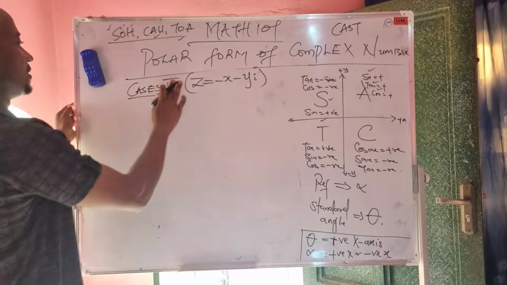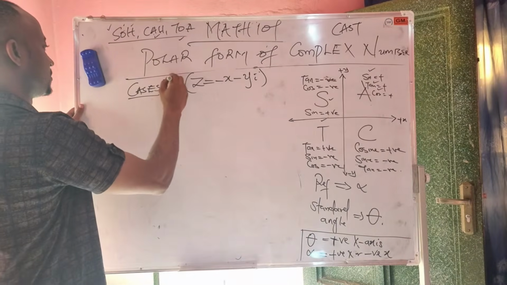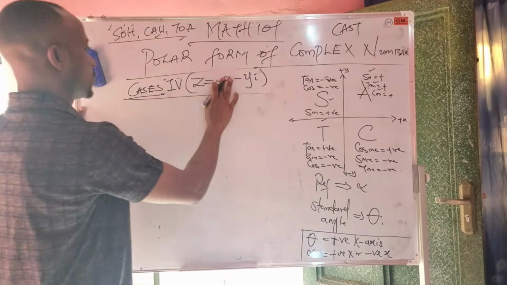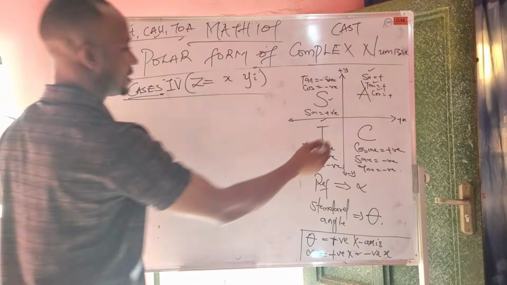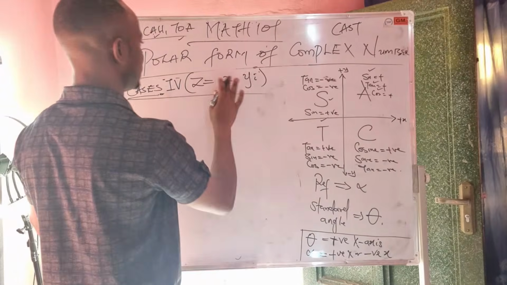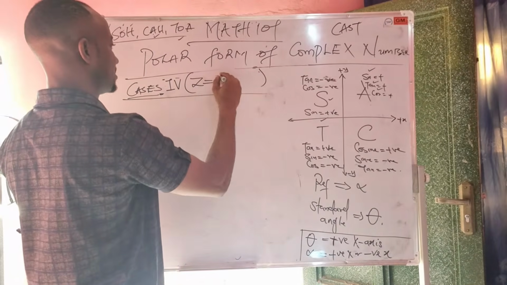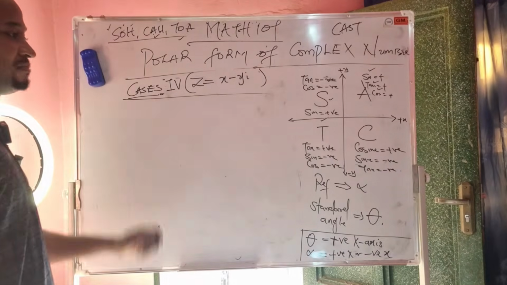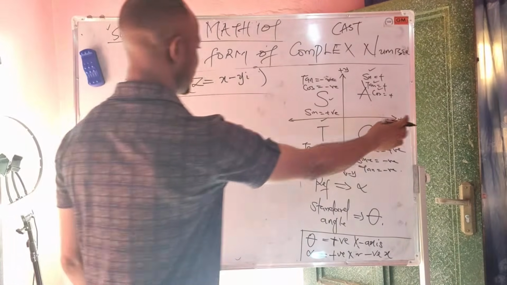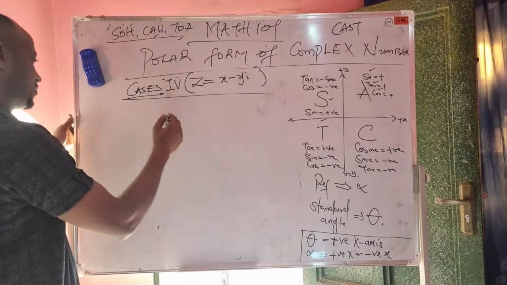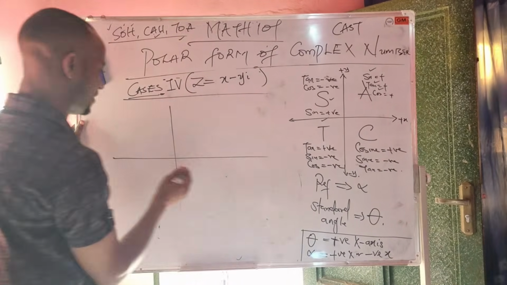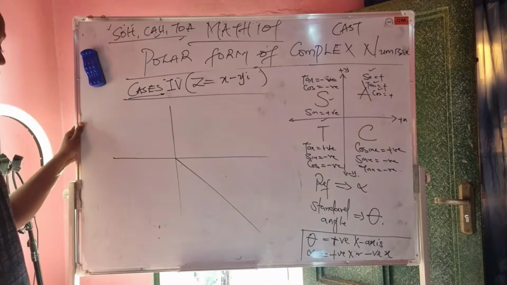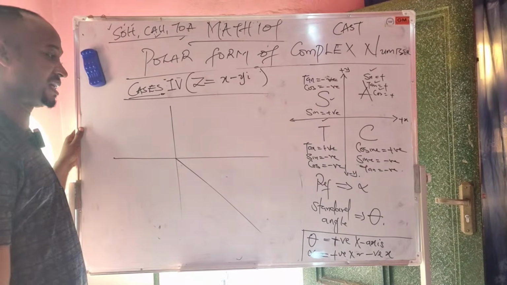Case 4. This is a case where the value of our y is negative, x is positive. That means x minus yi. X is positive, y is negative. So the value of our z will definitely fall in here. Just draw a straight line. By now, you should know better. You should know where to locate the reference angle.